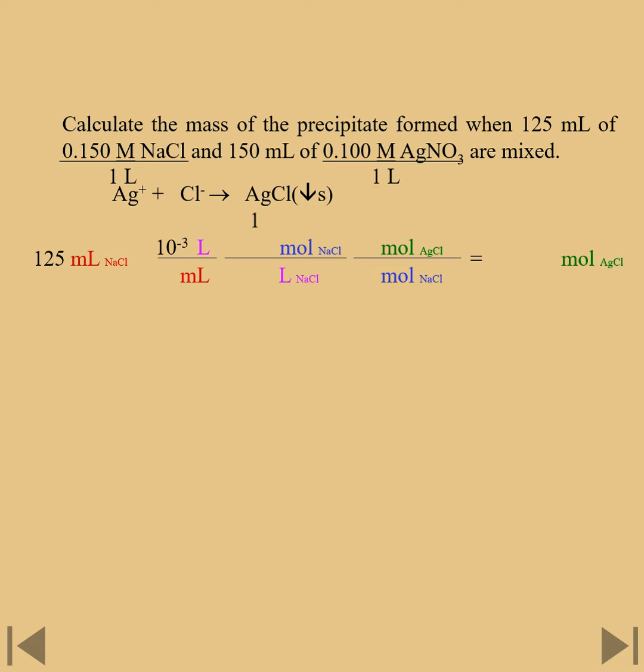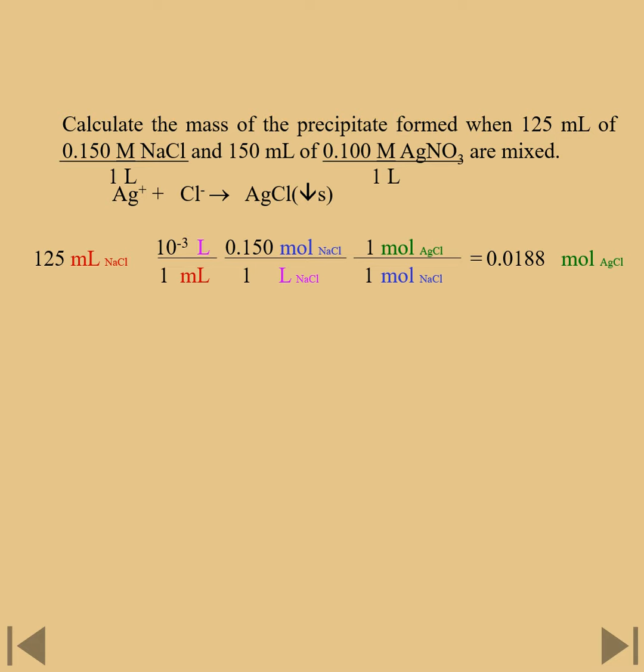1 milliliter is 10 to the negative third liters, and that's 0.150 moles of sodium chloride per liter of solution. And it's a 1-to-1 ratio of silver chloride to sodium chloride. And hence 0.0188 moles of silver chloride can potentially be formed from the sodium chloride.